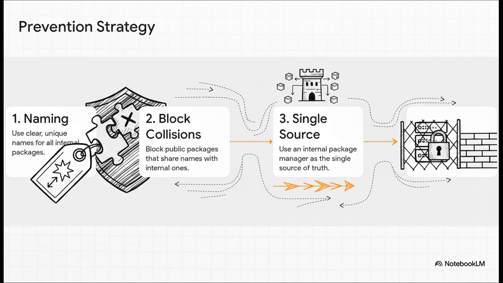So what's the core strategy? It's all about eliminating ambiguity. You have to create a crystal clear separation between your internal packages and the public ones. This usually involves a really strict naming scheme and, this is crucial, using an internal package server as the one and only source of truth. Your production servers, they should be completely blocked from ever reaching out to public registries like PyPI directly.